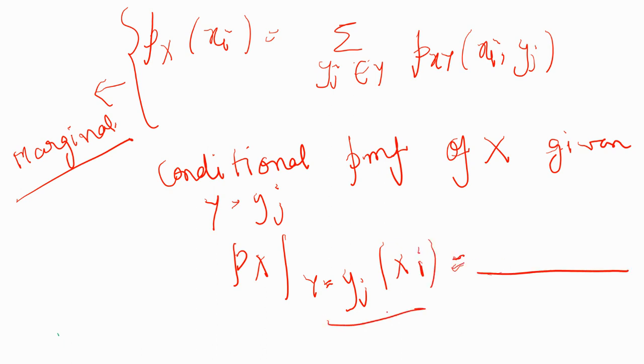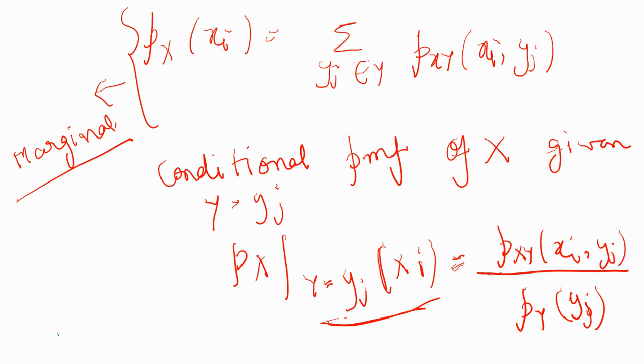Here, the denominator is the marginal PMF of y at the point yj. And then we want to find px at xi, so the numerator will be pxy(xi, yj), because that will be the intersection. Okay, so this is all we have regarding the discrete case.